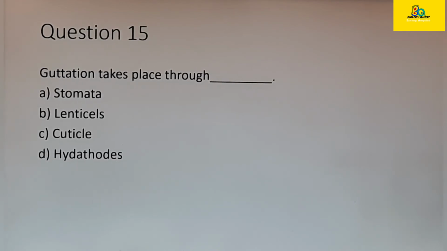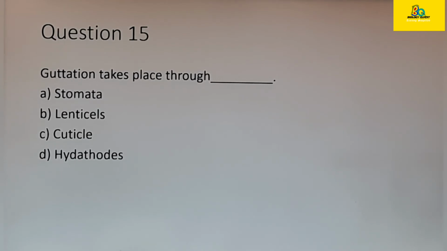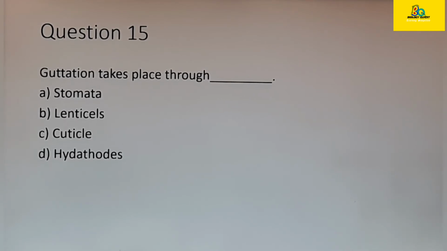Question 15. Guttation takes place through. What is the correct answer? Options are stomata, lenticels, cuticle, hydatodes. Guttation takes place through hydatodes. Stomata and lenticels as well as cuticle, these are parts through which transpiration occurs. Transpiration occurs through the stomata, which is called stomatal transpiration. There is lenticular transpiration which occurs through the lenticels, and cuticular transpiration which occurs through the cuticle.